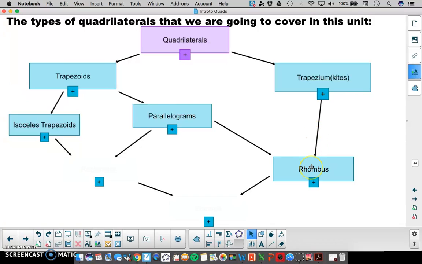Notice that the trapezium leads to rhombus, but also parallelograms lead to rhombus. So that's going to imply some things about properties of rhombi and properties of parallelograms. Notice from isosceles trapezoid and parallelograms, we also get rectangles. And then rectangles and rhombi will join together to form squares. So what we're going to talk about through this unit is how these types of quadrilaterals are connected and why this flow chart flows the way it does.